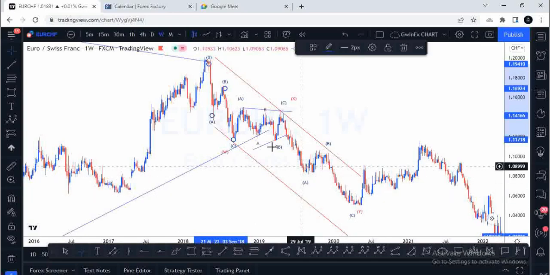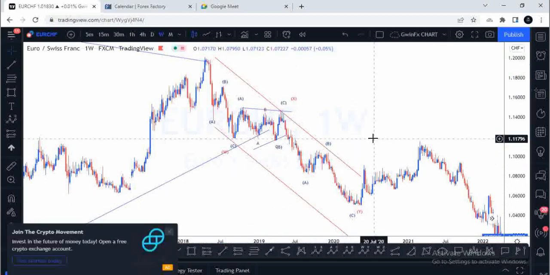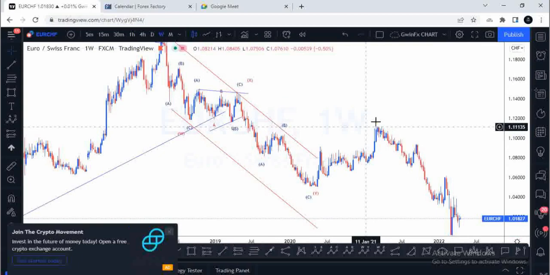However, some people choose to label this as a 1, 2, 3, 4, 5. It also fits the criteria. I just don't want to go into complex labeling for this one. I want to keep it simple, because the key rule in Elliott wave is keeping it simple.